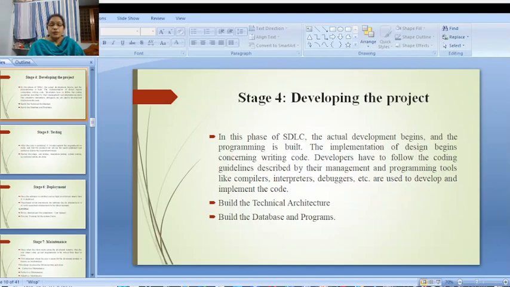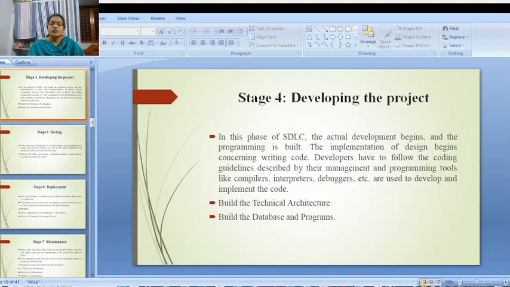So the actual development process will begin in this particular phase. In this phase of SDLC, the actual development begins and the programming is built. The implementation of the design begins, writing code using different programming languages. Developers have to follow the coding guidelines described by their management, and programming tools like compilers, interpreters, debuggers, etc. are used to develop and implement the code.